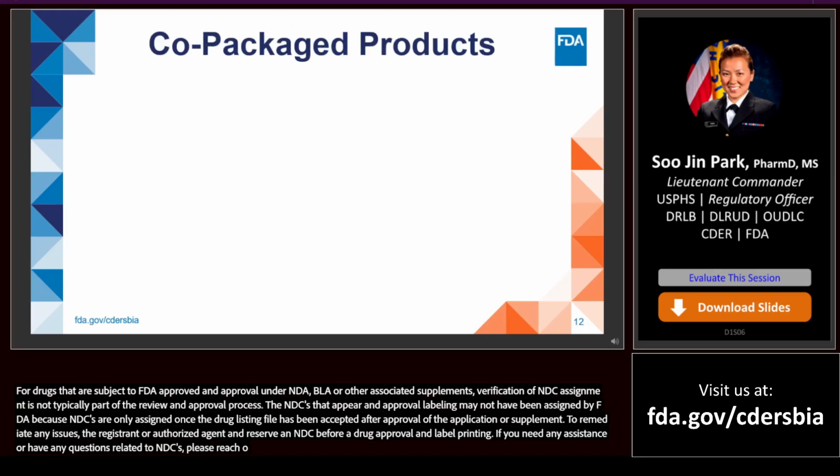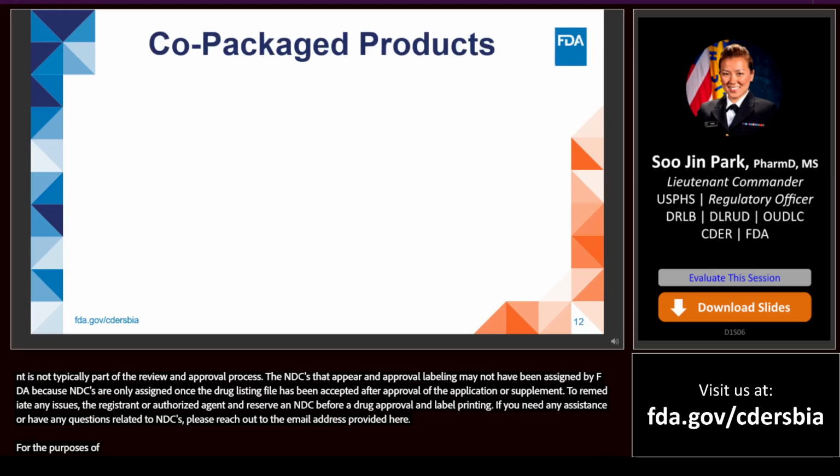For the purposes of drug listing, co-packaged products are considered kits. And it is any CDER or CBER-led single package of 2 or more different products co-packaged together, where at least one of the co-packaged products is a drug or biological product.